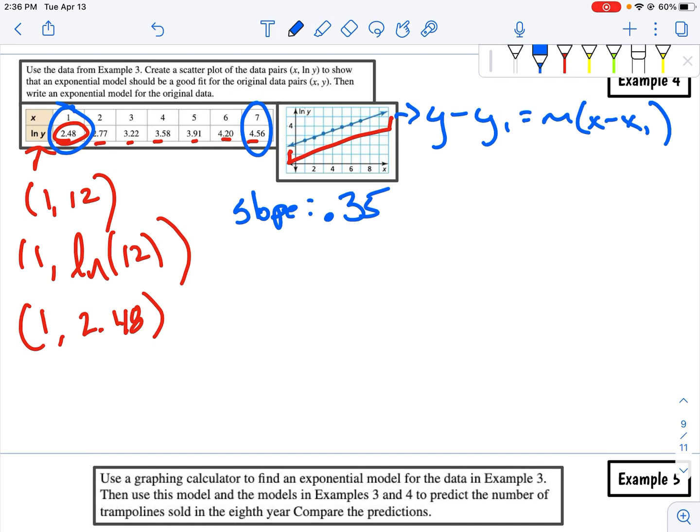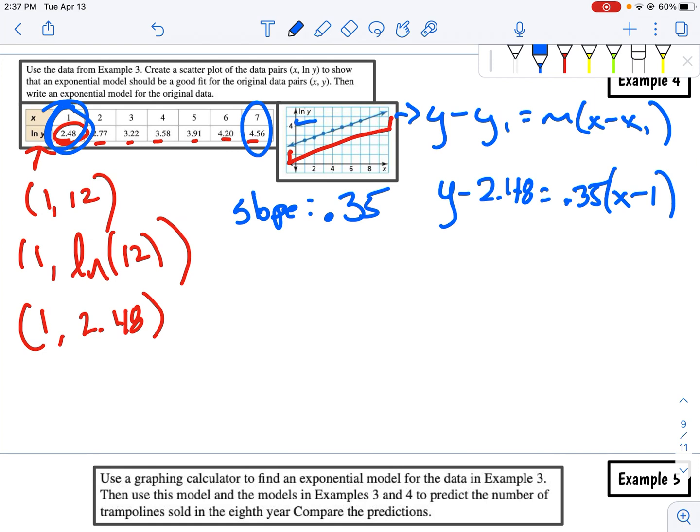Which one would be easier? Well, probably if we take 1 and 2.48. So y minus 2.48 equals 0.35 times x minus 1 would be our regular equation, right?